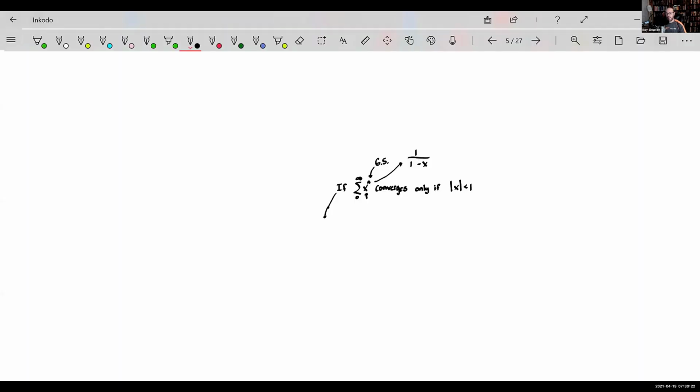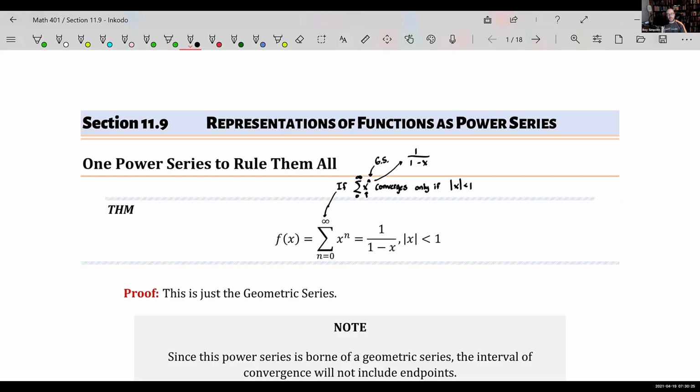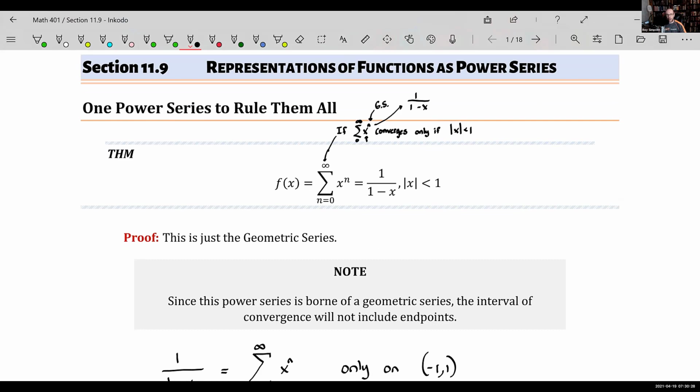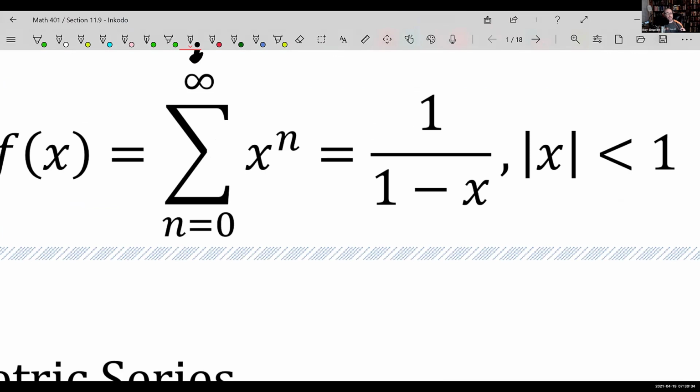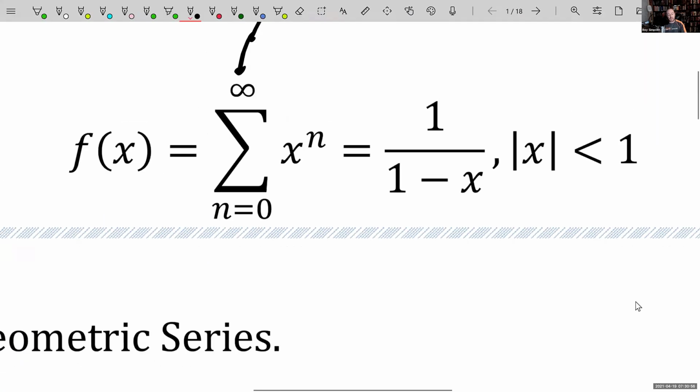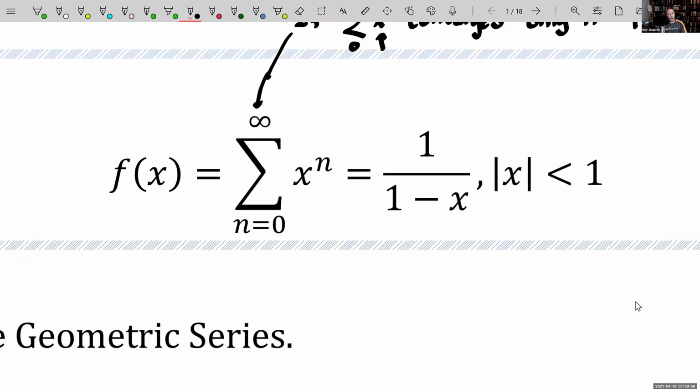So last time we were doing representations of functions as power series, one power series to rule them all. Everything was based upon the summation n equals 0 to infinity of x to the n. This power series is the geometric series, right? It's a common ratio to the nth power. So we know that it converges to 1 over 1 minus x, as long as the variable x is less than 1 in magnitude. So that is kind of entertaining. And that gives us our first full-fledged power series that we can actually find a function for.